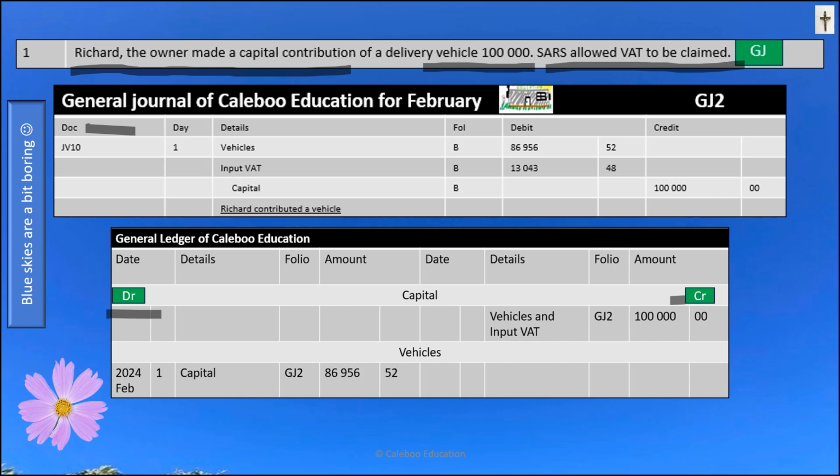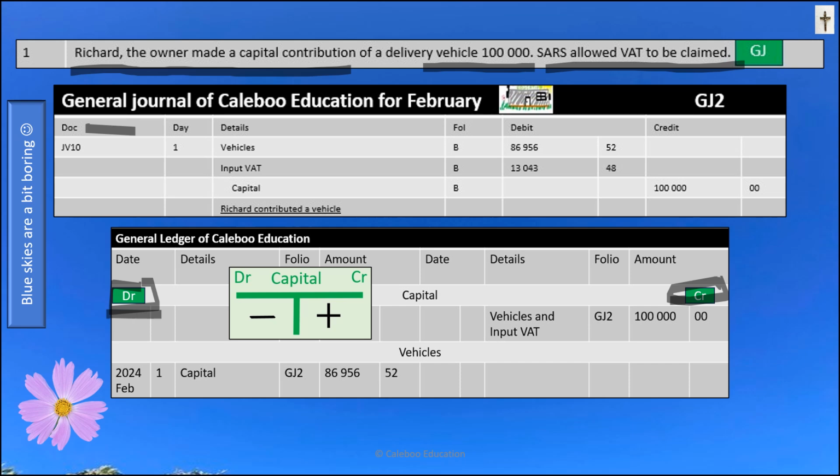Now capital was credited, vehicles was debited, and I'll show you why. What happens here is I applied my accounting rules. You need to watch that video on accounting rules. Capital is its own category. In this case, there was an increase in capital, so the account needs to be credited. And there we go.